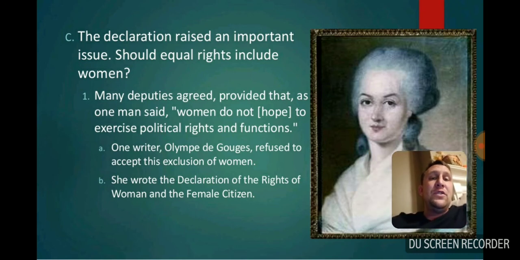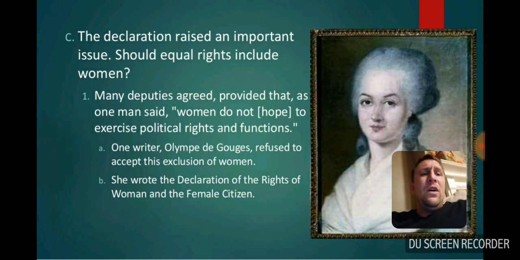And she issues, right down there at B, she wrote the Declaration of the Rights of the Woman and the Female Citizen. Now, I'm all for women's rights, but there's a time and a place. You need to know when you can speak up and when you can't. And guess what happens to her? Yep, during the Reign of Terror, she's guillotined. So she spoke up for her rights, but she also ultimately died for those rights as well.